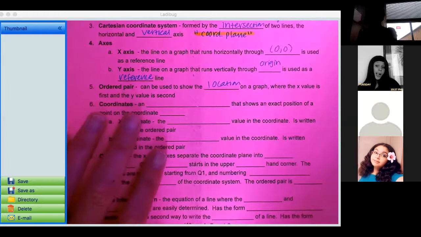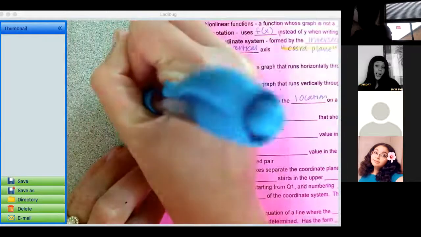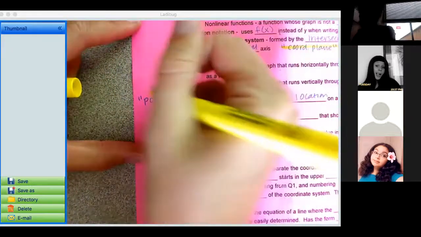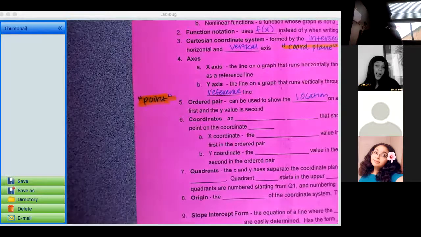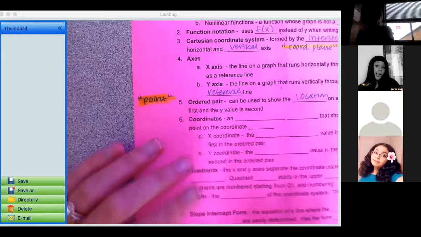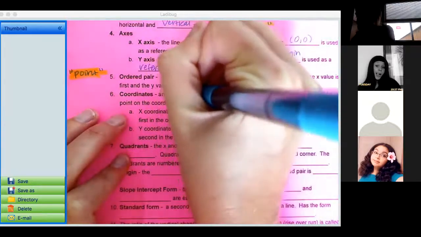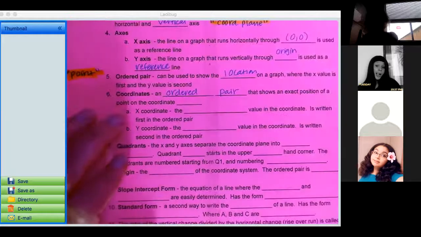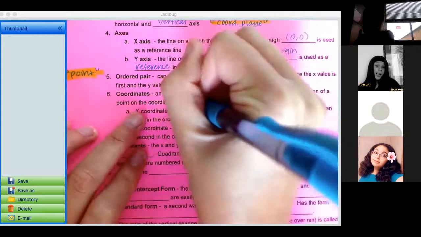Oh yeah, I knew that. No, math vocab is not trying to trick you. It's straightforward. So a light bulb word you could use for ordered pair when you do your cards is point. That could be your light bulb word. Or coordinate. Kamari said coordinate. That's good. So if you look at the next word, coordinate is an ordered pair that shows an exact position of a point on the coordinate plane.